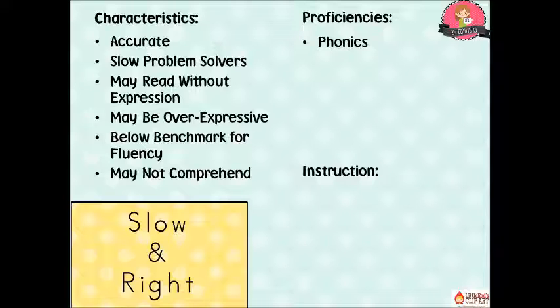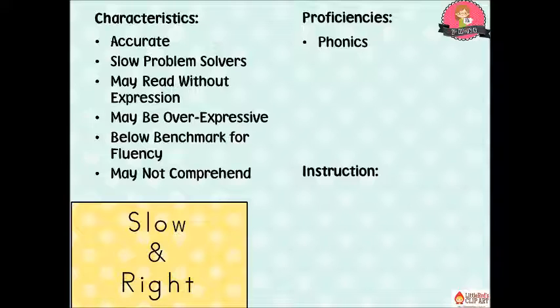Typically, slow and right readers are pretty good with phonics. Slow and right readers sound out words a lot of times, and that's what makes it take so long. It means that they have a really good grasp of that sound symbol correspondence, and they probably know some pretty good word chunks. The problem is that they're going through that every time they face a word, instead of knowing when to choose that strategy.